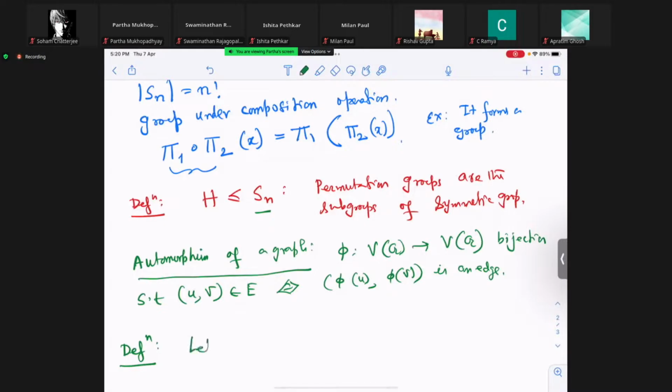Okay. So let S be a set. More concretely, you can think of S as 1 to n, and G is a permutation group.